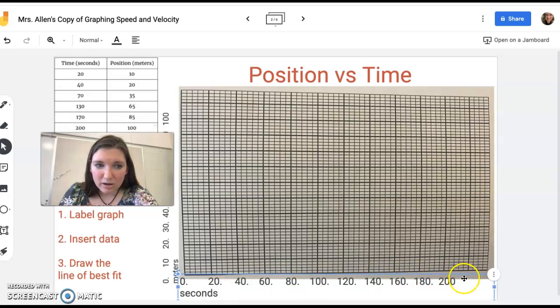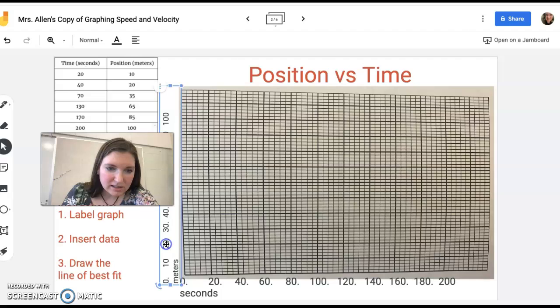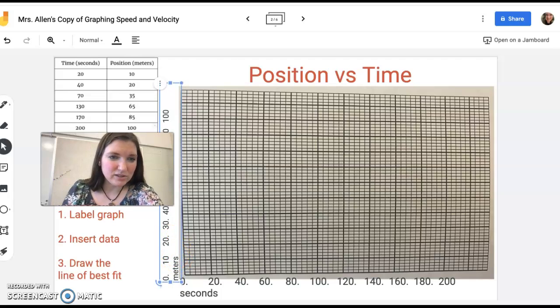And then the trick that I did here is I just said duplicate, and I flipped it over, and this, the y-axis, just needs to go to 100, so I counted 10, 20, 30, 40, 50, 60, 70, 80, 90, 100, and that fits well there. So that's what I did for that one.